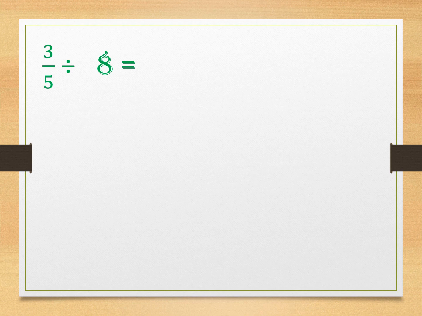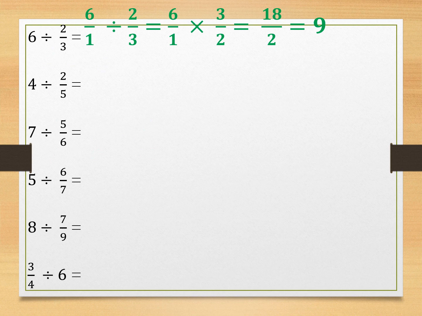Now the same thing, 3 over 5 divided by 8. 8 means it's 8 over 1. You will solve it normally as 3 over 5 times 1 over 8. You will get 3 over 40. It's a proper fraction, so we don't change it into a mixed number. It can't be changed.